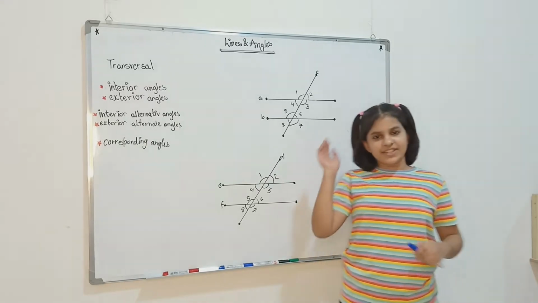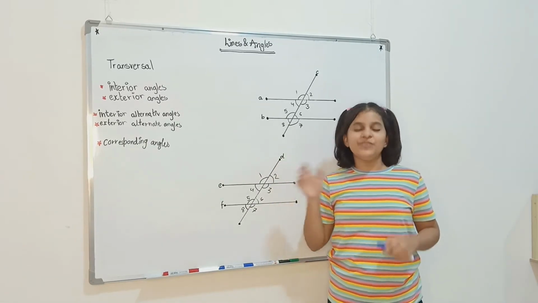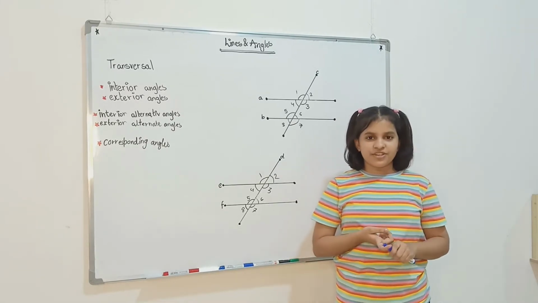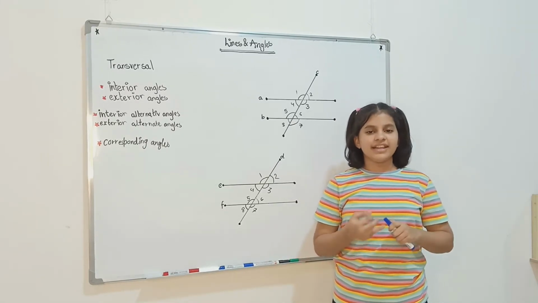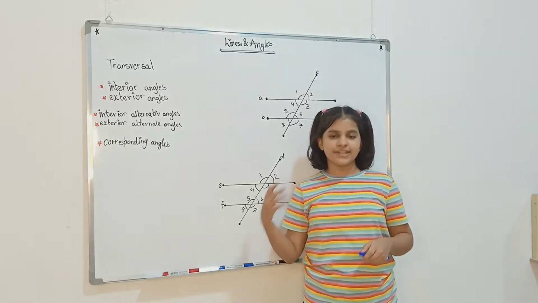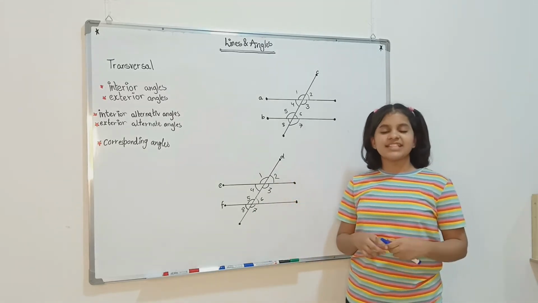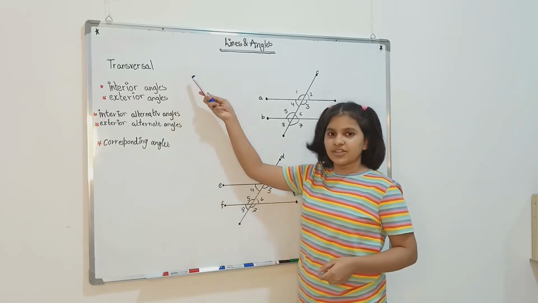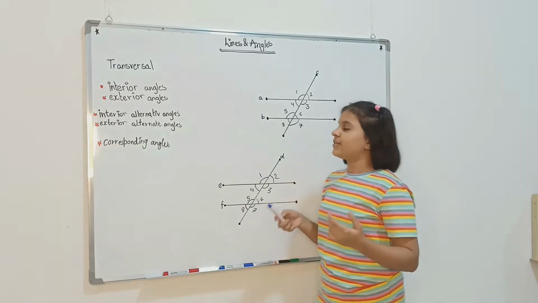In the previous video, we learned about the special pairs of angles like complementary angles, supplementary angles, adjacent angles, linear pairs, vertically opposite angles and angles at a point. We also did exercise 10A. So in today's video, we will be learning about transversals. So what is a transversal?